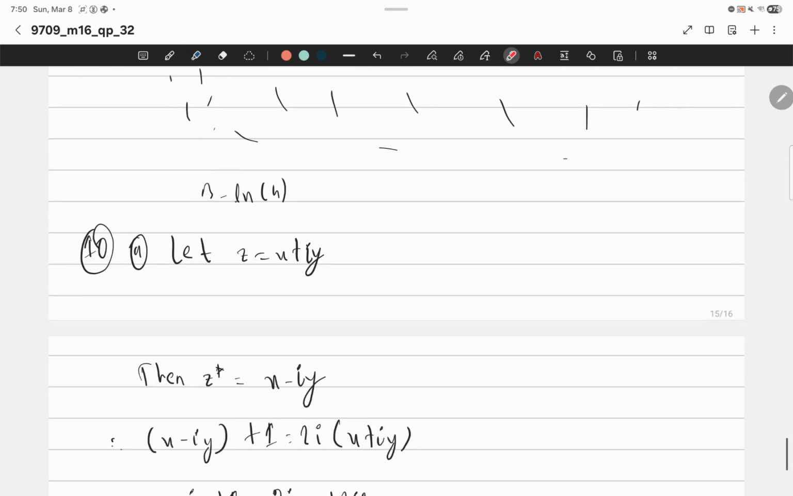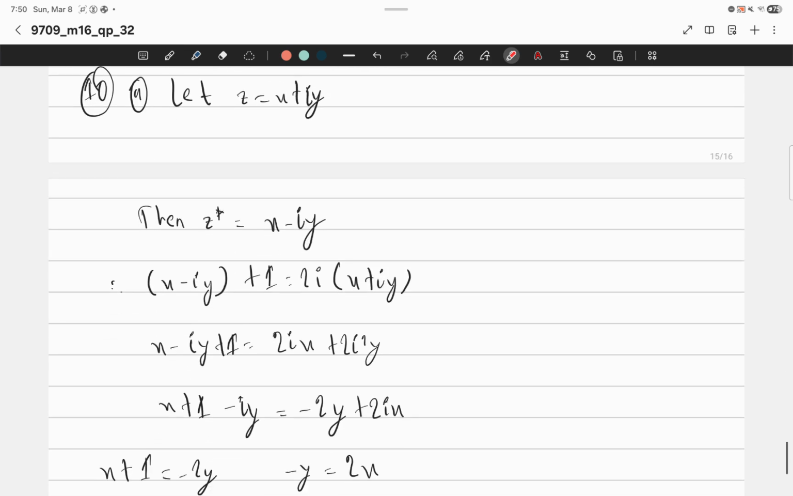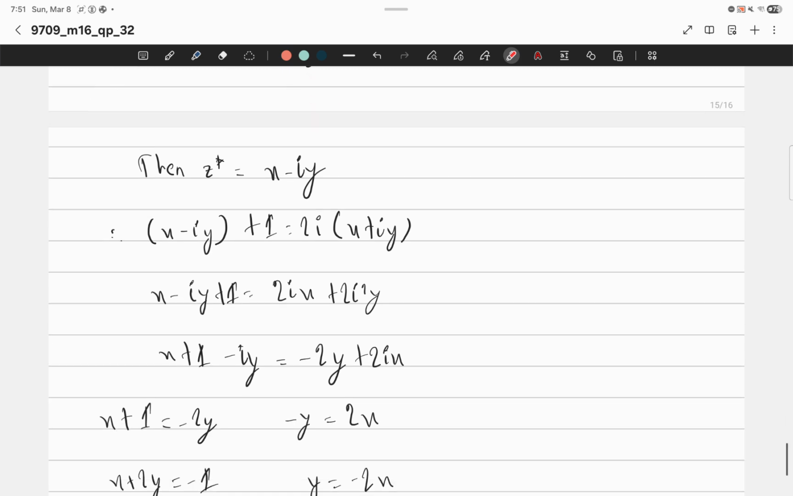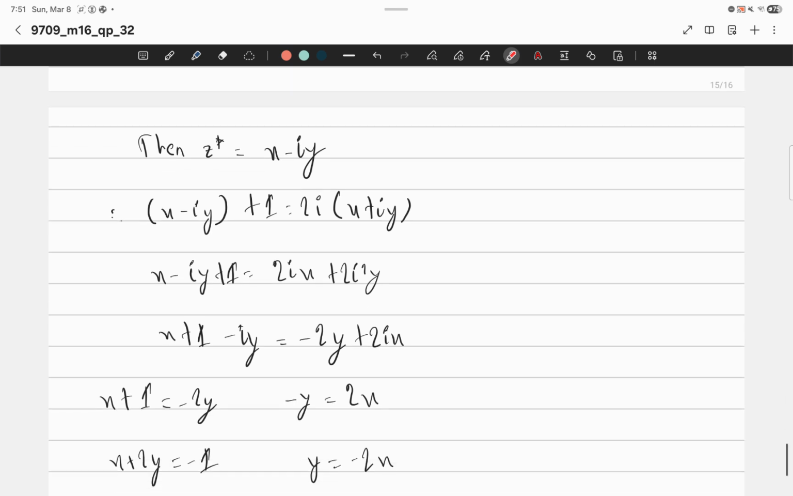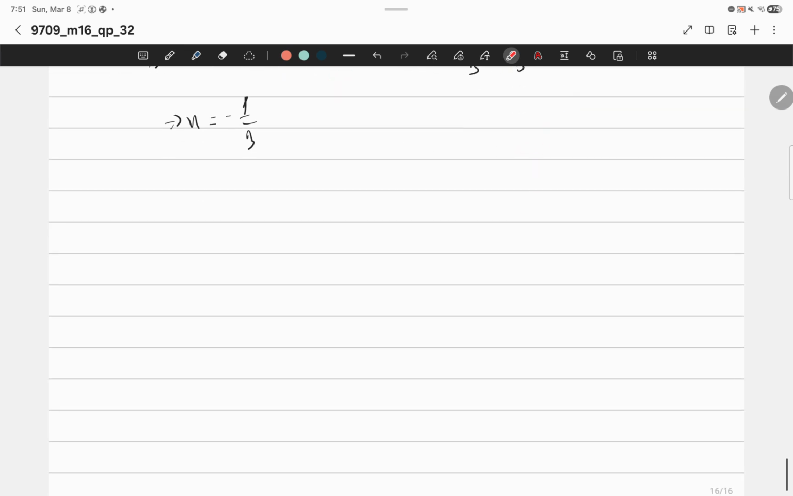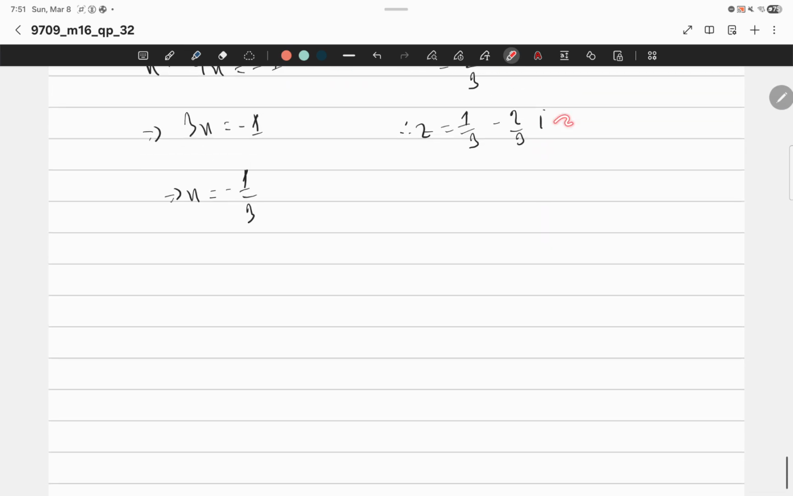Number 10, another complex number question, which had me confused. Basically, if z is x plus iota y, then z asterisk will be x minus iota y. I forgot what it is called. So then we substitute, so we get the value of x, we get the value of y, and then we finally get z5.